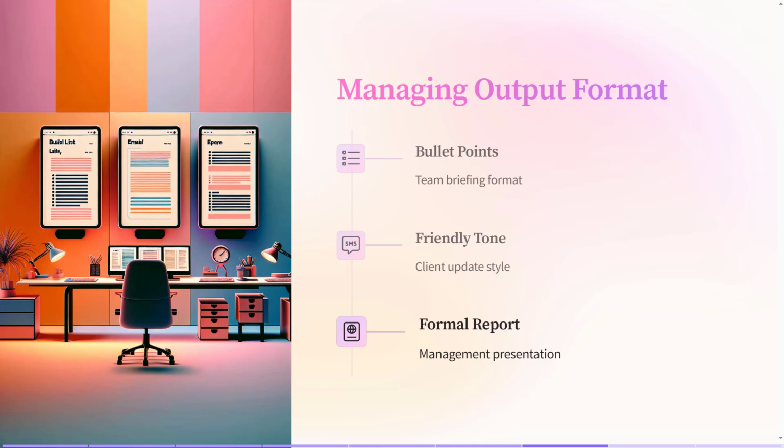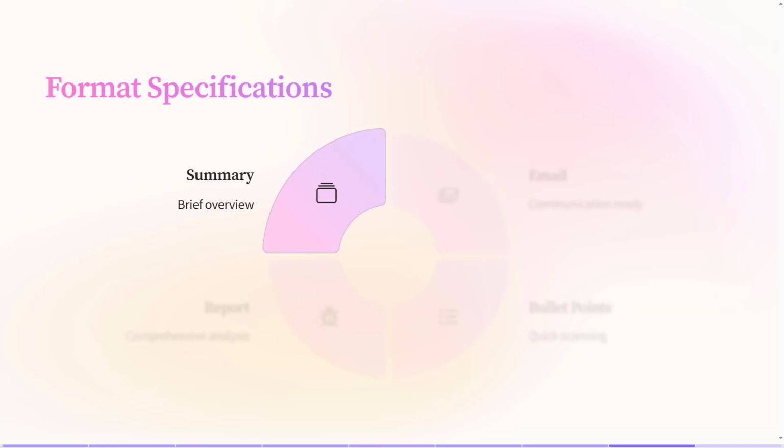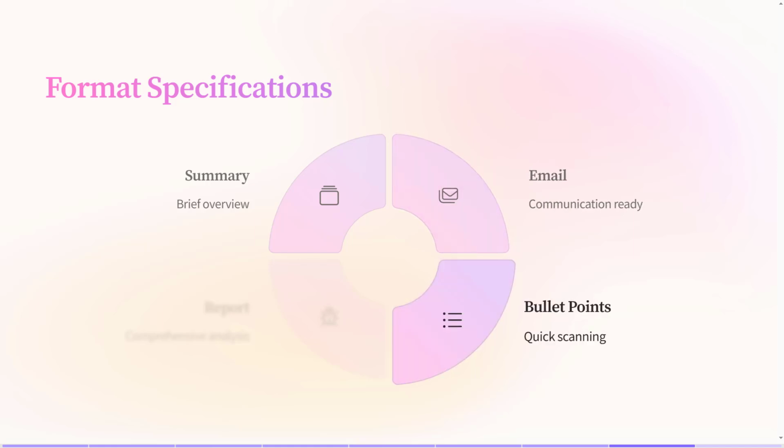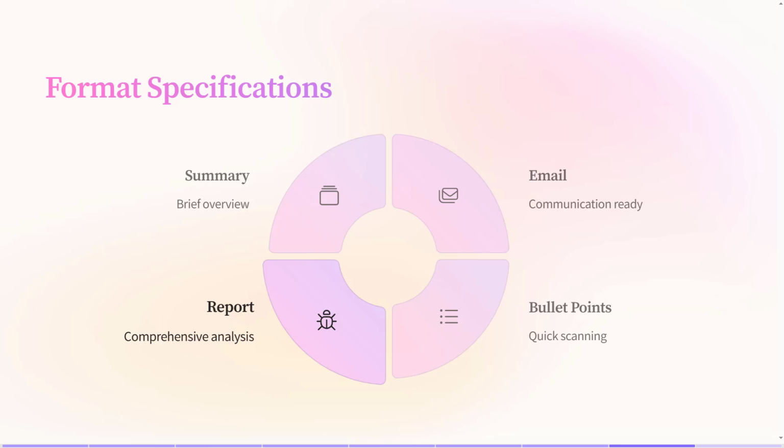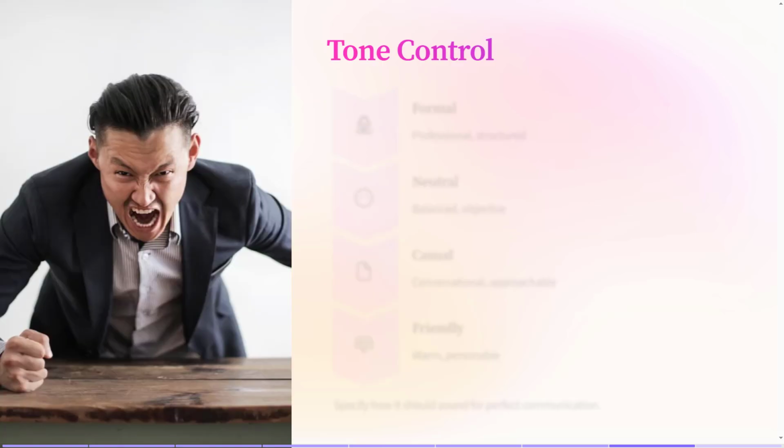So that should show you the difference in output that can be achieved when specifying exactly how you want the output formatted. And you could summarize the formats in various different ways. You could ask it to give a brief overview. You could ask it to produce a draft email so it's communication ready. You could have bullet points or a full-blown report as well. But all of these have their own merits and are useful outputs, useful formats for different situations. And by prompting the AI effectively, you can make sure you are producing the right information for the right scenario.